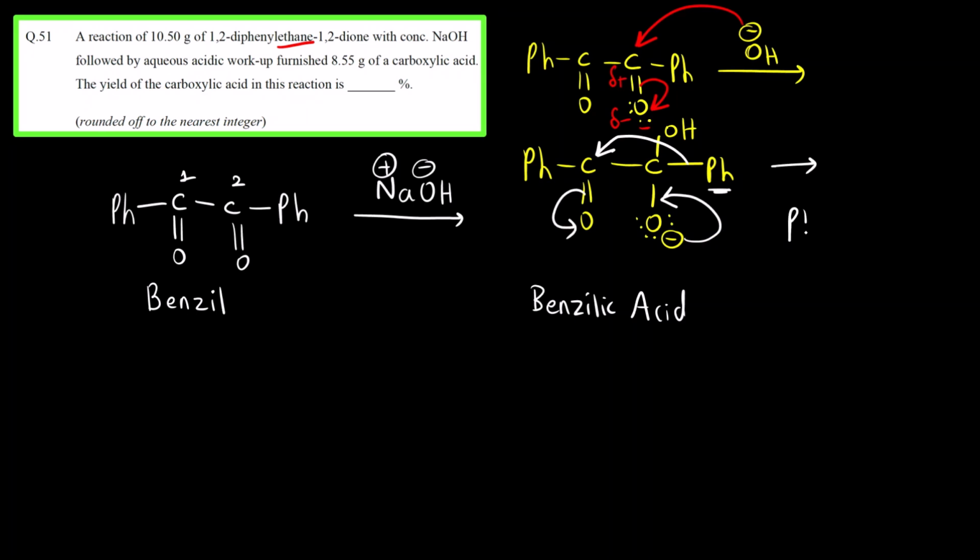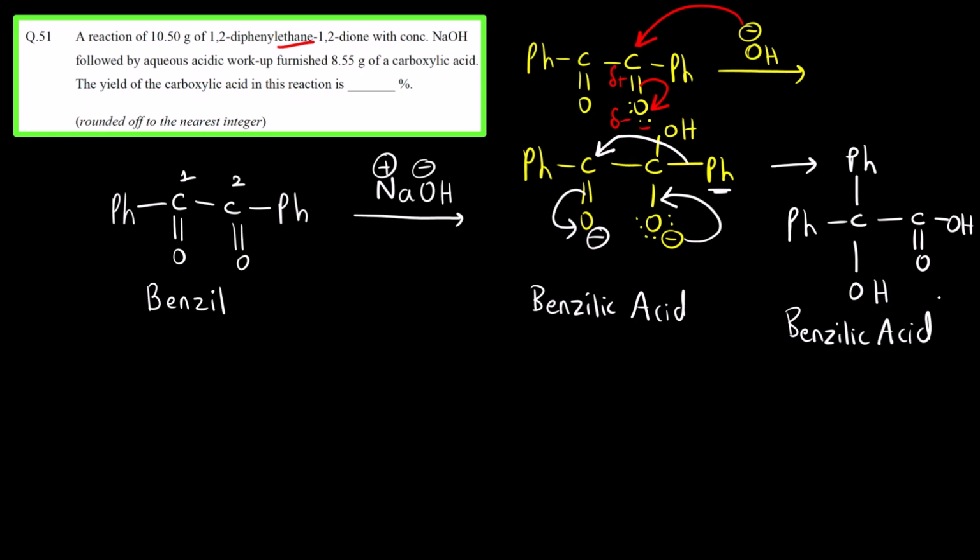What we will get? Ph, C. The adjacent Ph migrated here. Then O minus, this will pick up H plus ion, as acidic workup is given. So O minus will become OH. And here we have the carbonyl. Carboxylic acid. The name of this compound is nothing but benzilic acid. This is benzil converting to benzilic acid. That is why the name of the reaction is benzilic acid rearrangement. Benzil is the reactant, benzilic acid is the product.